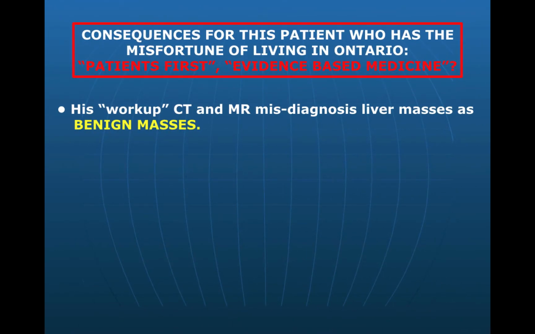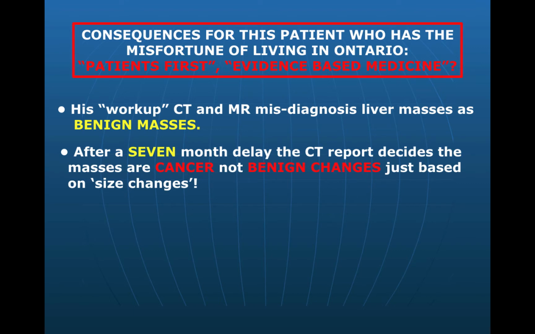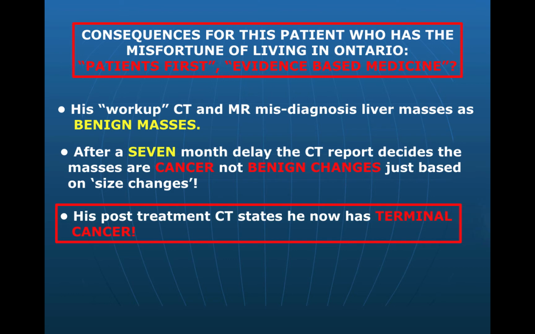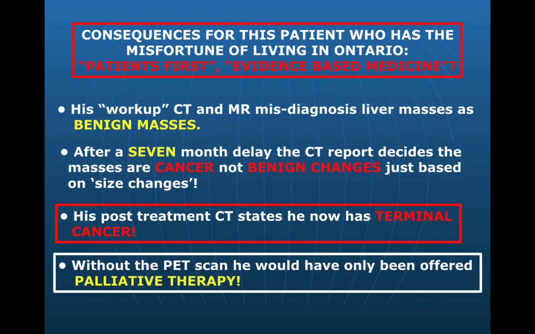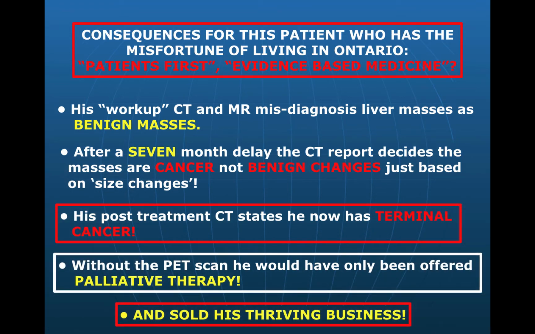So, consequences for this particular patient who has the misfortune of living in Ontario, of course, according to Ms. Wynne, patients first in an evidence-based system. But his workup, initially, his CT and MR misdiagnoses his liver masses as benign masses. He loses 7 precious months, and then finally the CT decides that he's actually got cancer. And then his post-treatment CT scan shows that he now has terminal cancer. So now without the PET scan, he would have only been offered palliative therapy. And of course, he sold his thriving business.